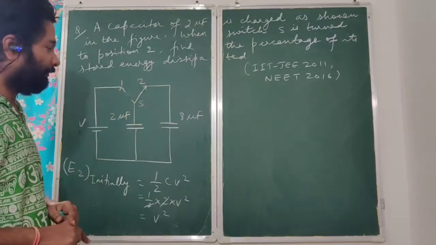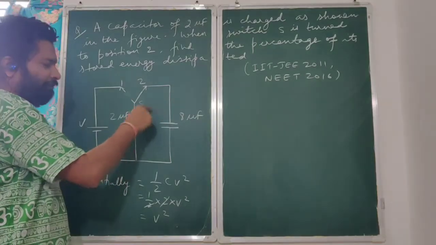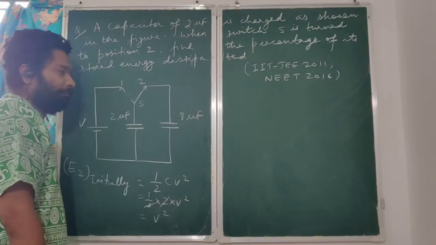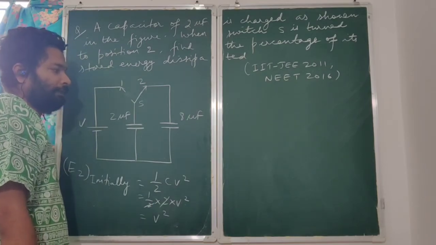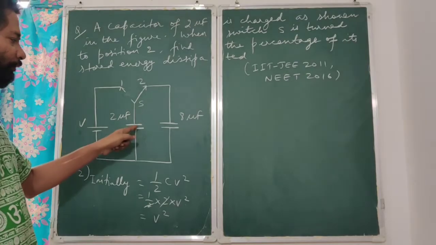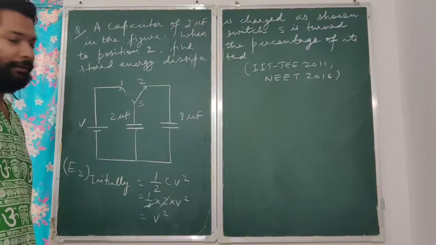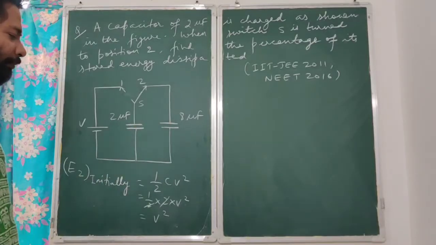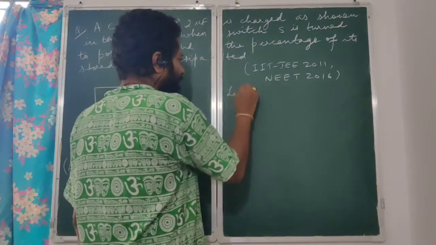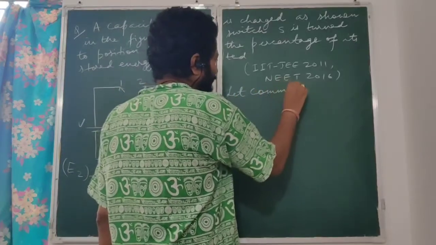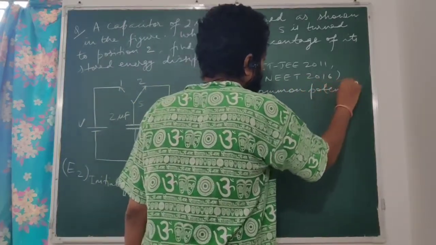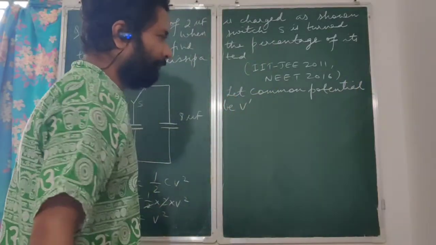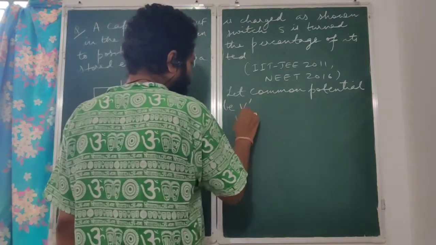and now you are connecting the switch to position 2. So now there will be flow of charge, distribution of charge which will take place between 2 and 8. So how will the distribution of charge take place? Now you can see both of them are in parallel. So what will be the common potential acquired by both of them? Let the common potential be V dash.